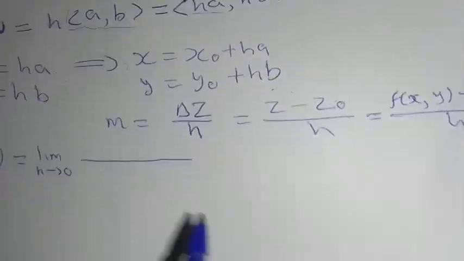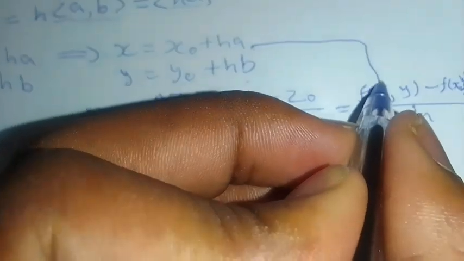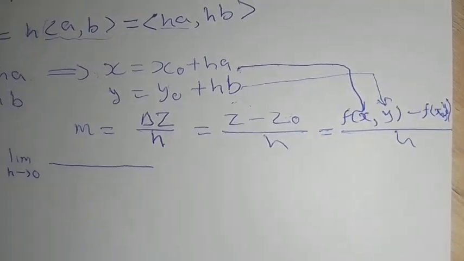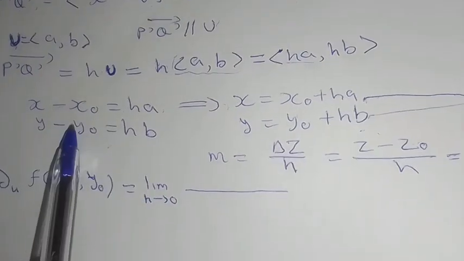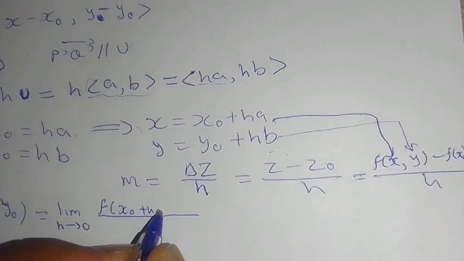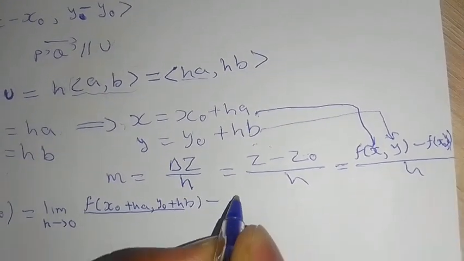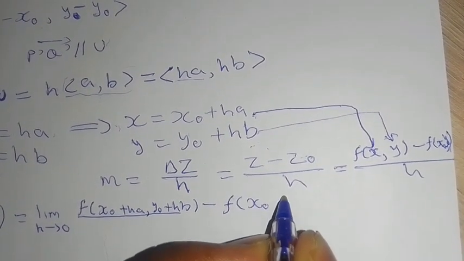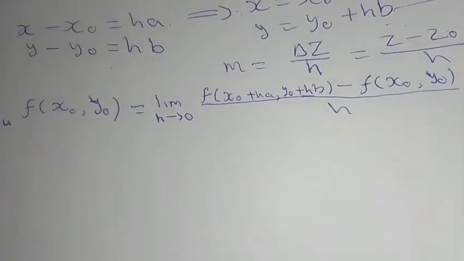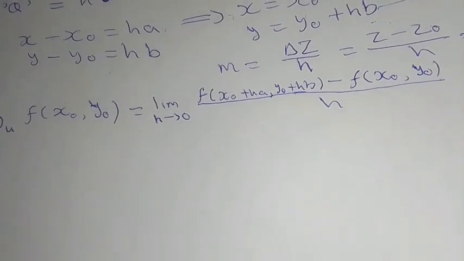But I defined something here. I said x equals x naught plus ha. So you're going to replace this x with x naught plus ha, and you're going to replace this y with y naught plus hb, because that's just what we got from here. So now you have f at x naught plus ha, y naught plus hb, minus f at x naught, y naught, all over h when h goes to 0. So that's just your definition of a directional derivative. It's defined by something like this.